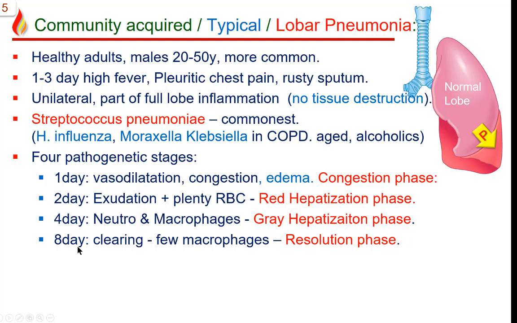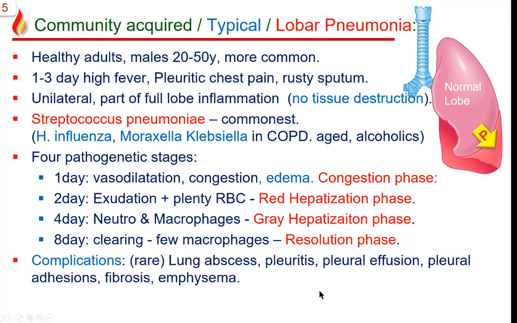And the next 4 days, there is clearing of all the neutrophils, macrophages, dead tissue, and finally, just a few macrophages remain. That's back to normal, known as resolution phase. Complications are usually rare because there is not much tissue destruction. Occasionally, lung abscess, pleuritis, pleural effusion, even septicemia, pleural adhesions and fibrosis at the later stage can happen, rarely.